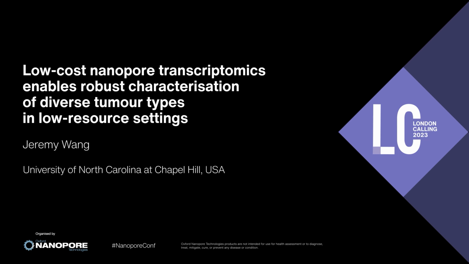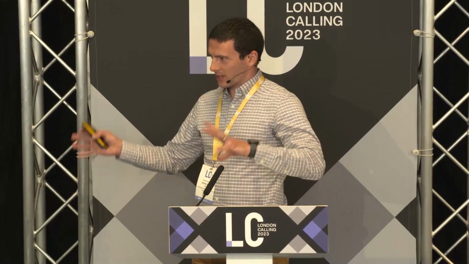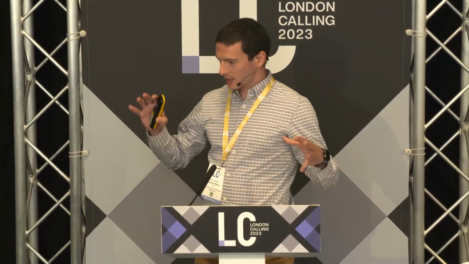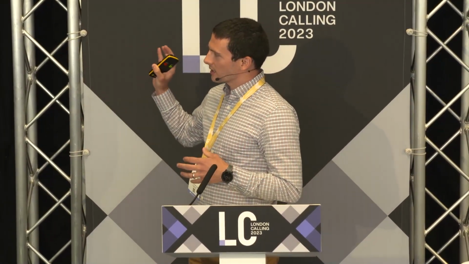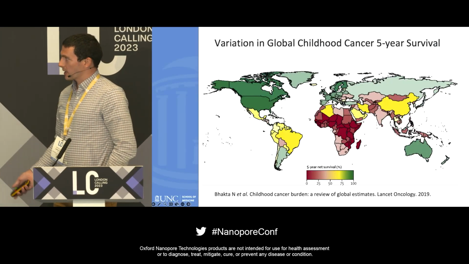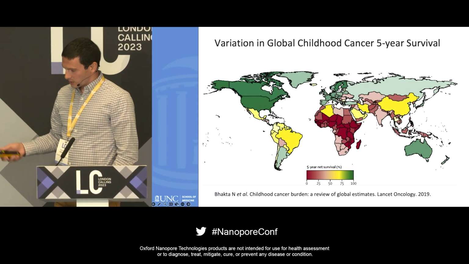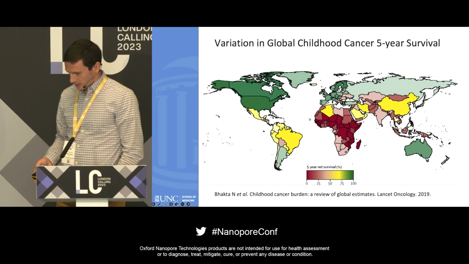I want to thank Cecilia for starting to set up this really disparity that we see in low resource settings versus high resource settings, like in the US and the UK. The cure rate for pediatric tumors, especially leukemias, is very high, sometimes upwards of 80%. But in low resource settings where they're diagnosed at all, really the outcomes for children with cancer are very poor.